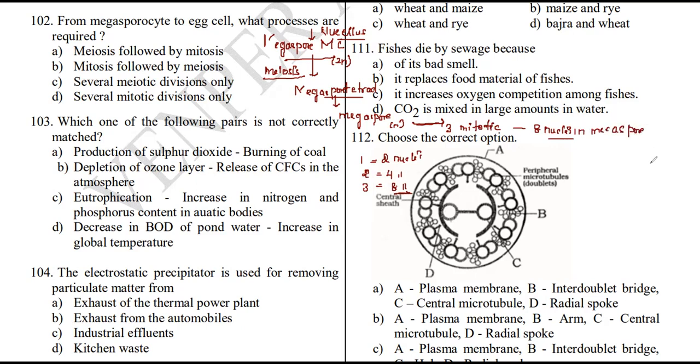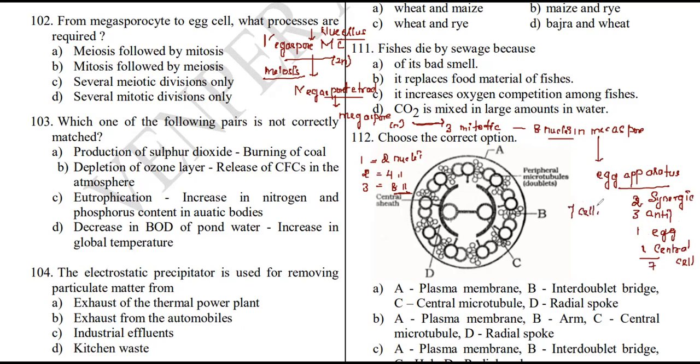Now these 8 nuclei get organized in an egg apparatus. What does this egg apparatus actually have? An egg apparatus usually has 2 synergids, then 3 antipodals, then 1 egg, and then 1 central cell. So totally how many cells are present? 5, 6 and 7. So there are going to be 7 cells in the megaspore and there are going to be 8 nuclei. Okay, yes.